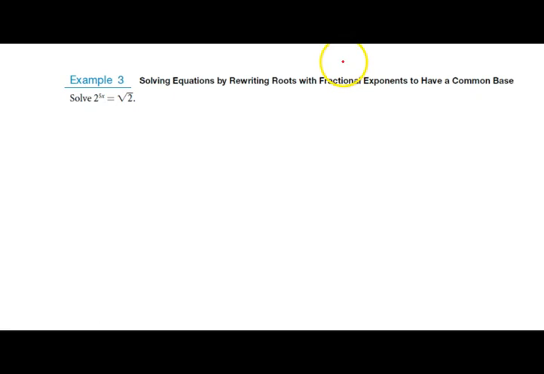Okay, so for example 3, we are going to do something similar, but we may have a fractional exponent. So if you look at our example, we have 2 to the 5x equals the square root of 2. And so what you want to think of is, how can I write that square root as an exponent? And we've done that several times in the past few days. It is the 1/2 power. So on the left, I'm going to have 2 to the 5x. And on the right, I'm going to say 2 to the 1/2 power.